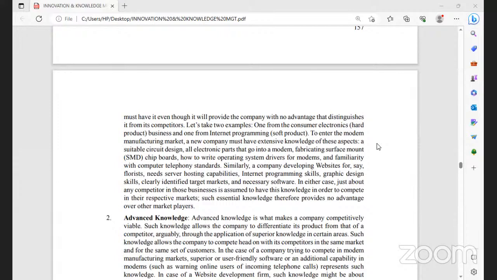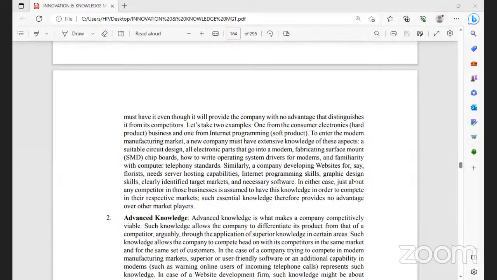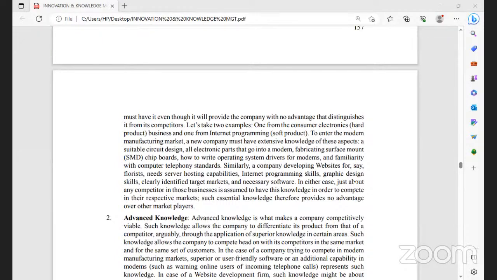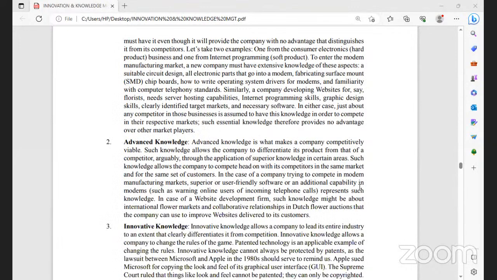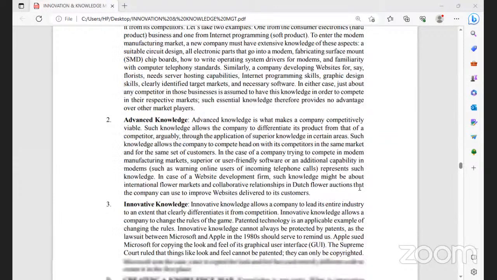For example, relating to a company developing websites, it means hosting capabilities, internet programming skills, graphic design skills, clearly identified target markets, and necessary software. In this scenario, the competitors in those businesses are assumed to have this knowledge in order to compete in their respective markets. Such essential knowledge, therefore, provides no advantage over other market players.